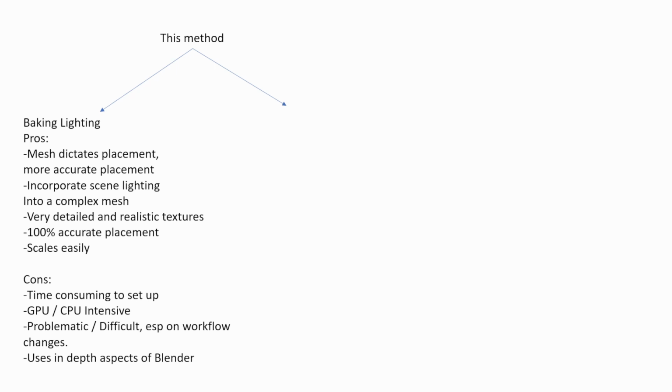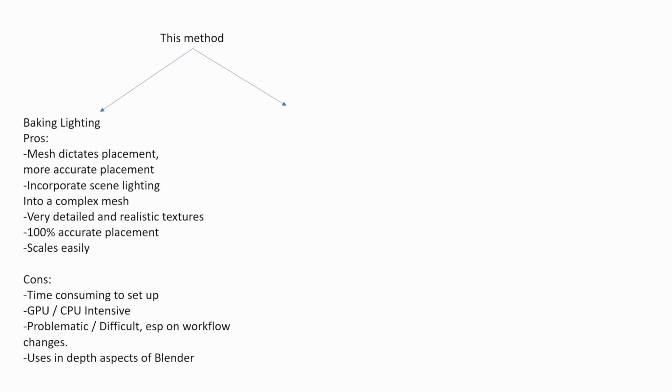With the baking method, there are some pros and cons. The pros are that the mesh that you're importing dictates the placement of the texture itself. So there's no needing to match the texture up to the mesh's UV map, because one creates the other. So you get very accurate placement.